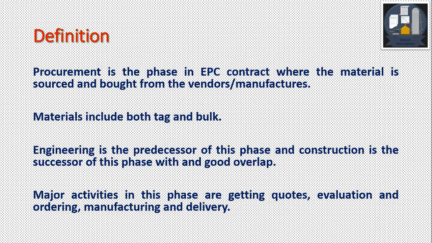To start with the definition, procurement is the phase in EPC contract where the material is sourced and bought from the vendors or manufacturers. Material includes both tag and the bulk. The difference between the tag and bulk we may explain in another video.